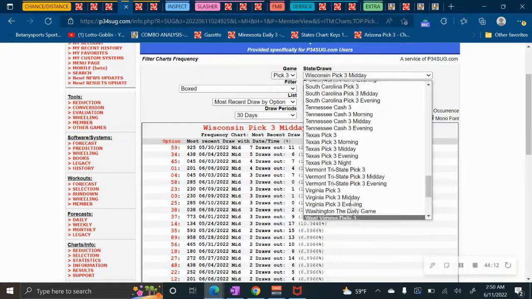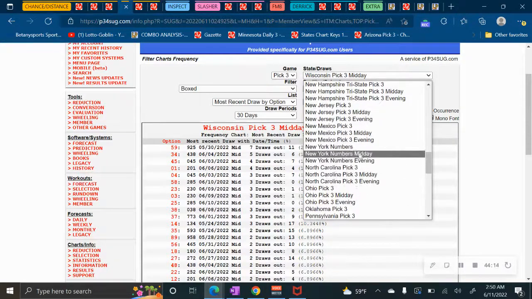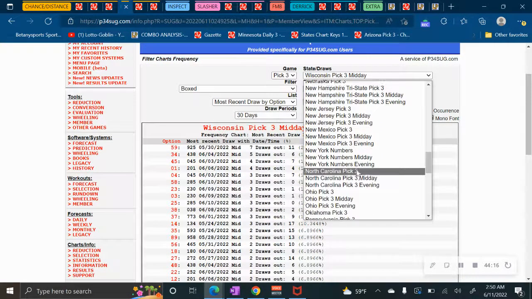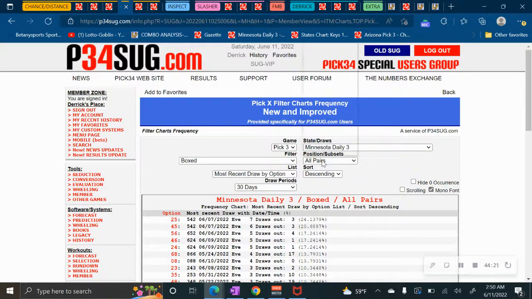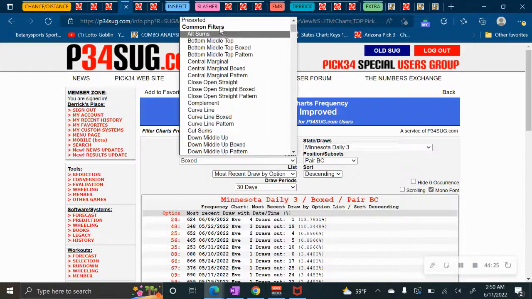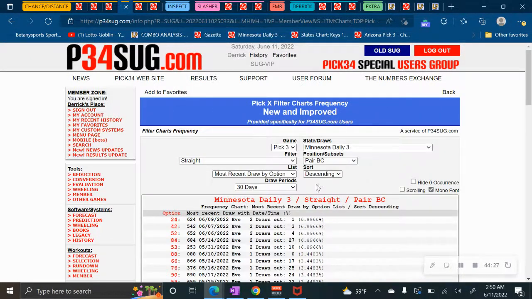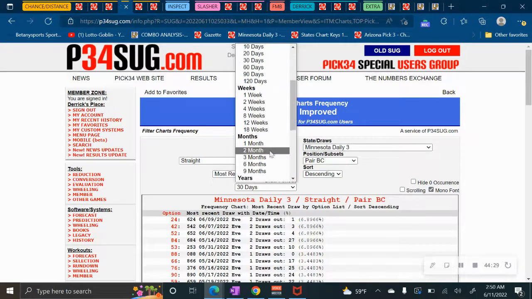And then another thing I've showed before is the front pair or back pair, like for Minnesota. Let's see if this hit, because I've been waiting for it. I'm going to do BC, and then I'm going to do straight BC action. And I'm going to do 2 years. Let's see if a 1 hit.